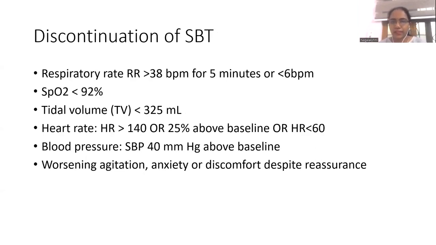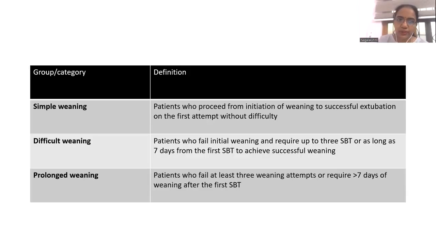When do we discontinue an SBT? When the respiratory rate shoots up to more than 38 or 40, SpO2 falls to less than 92, the tidal volume generated is less than 325 ml, the heart rate is increasing, that is 140 or 25% above the baseline, there is either hypotension or hypertension, or there is worsening agitation, anxiety and discomfort despite reassurances.